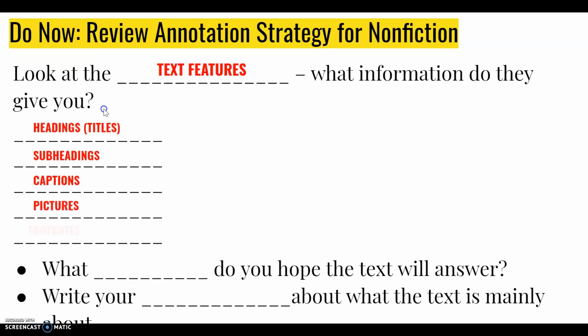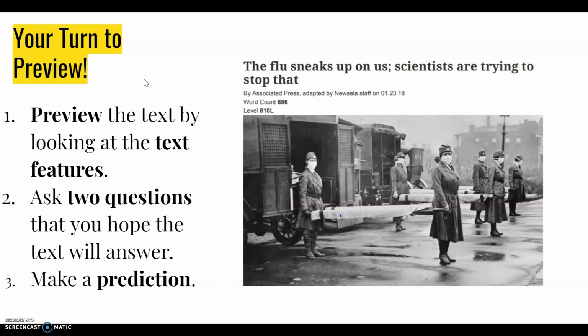So the first thing that you're going to do is you are going to be going through and previewing and predicting. I just want to go over how you do that. When you're previewing and predicting, you're going to look at all of the text features, you're going to ask 2 questions, and you are going to write a prediction. This will be your expectation for that part of the independent practice. I'm going to ask you to preview the text by looking at the text features, asking 2 great questions, and I want them to be really specific towards the subheading or the title or the picture, something that you hope the text will answer, and make a valid prediction.